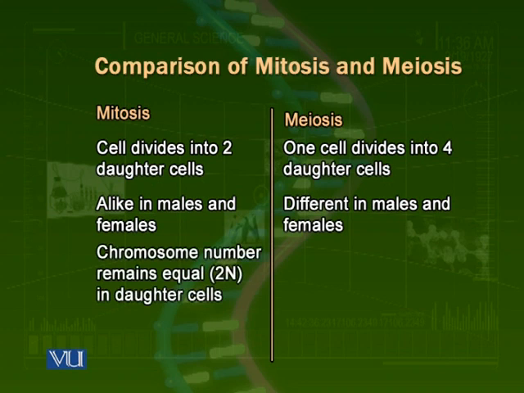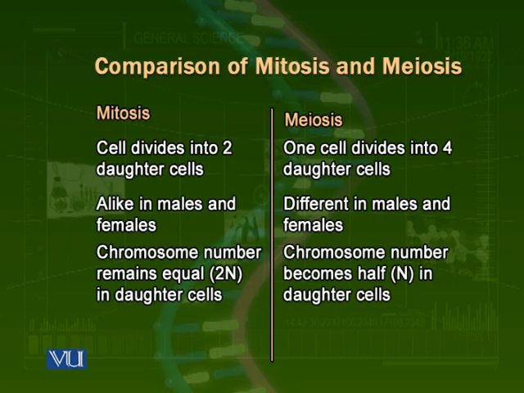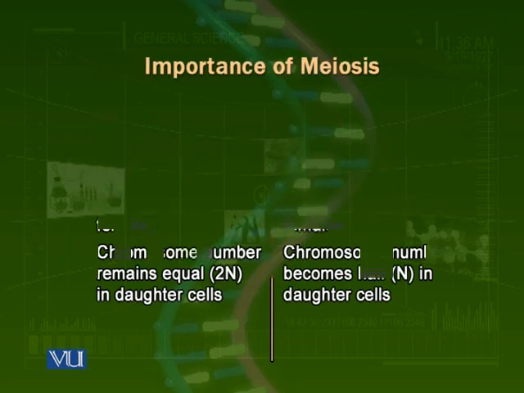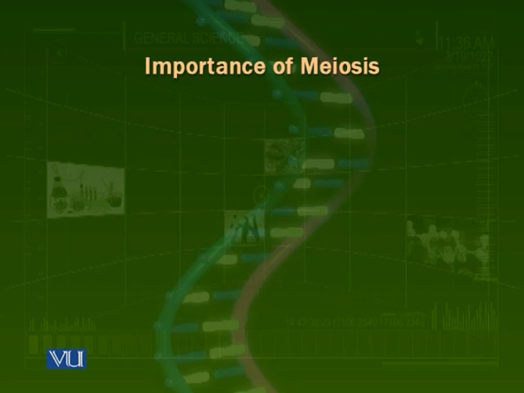Then in mitosis, the chromosome number remains the same. In the daughter cells, we call it 2n. After mitosis, the 2n number of chromosomes is retained. But in meiosis, the chromosome number is reduced to 1/2 in the daughter cells, whether these are 4 or 1. The chromosome number is 1/2 in the gametes. So mitosis and meiosis are different from each other, and mitosis occurs in the somatic cells, meiosis occurs in the germline cells.